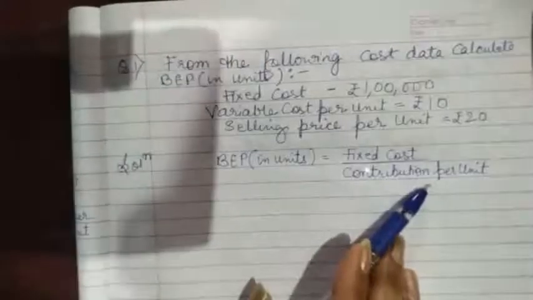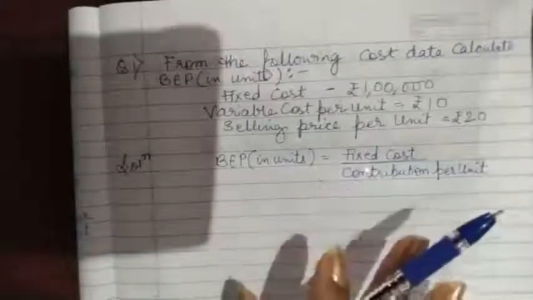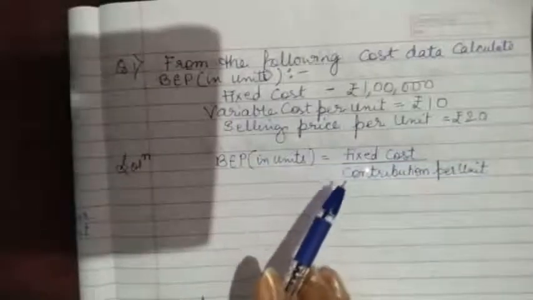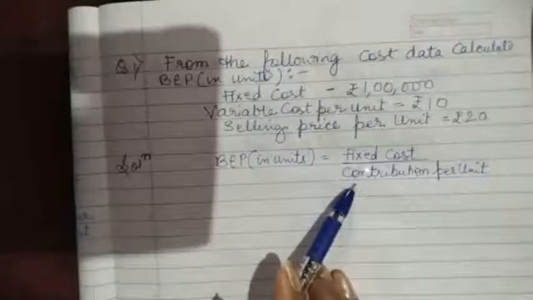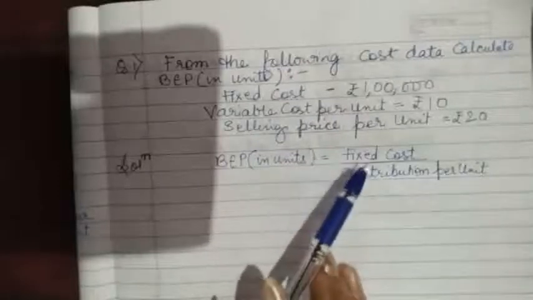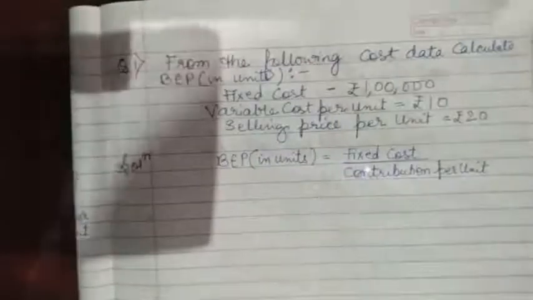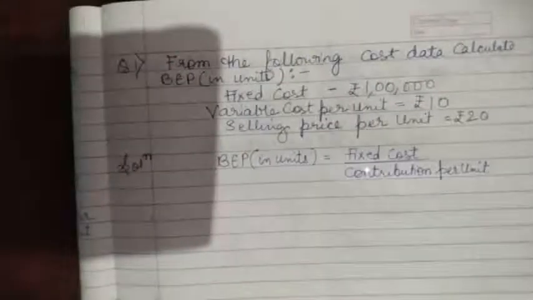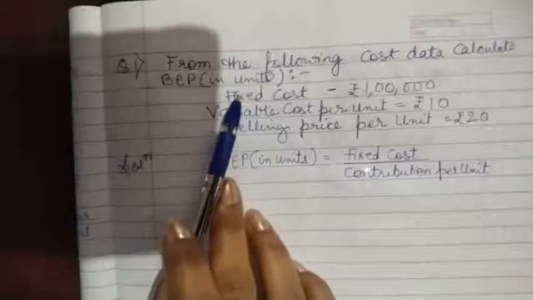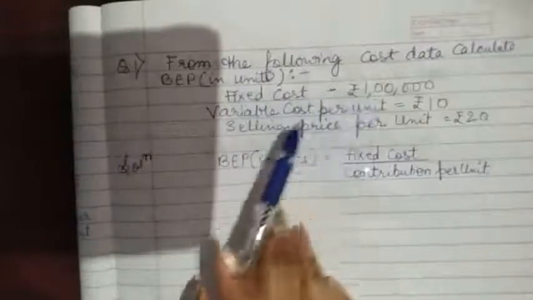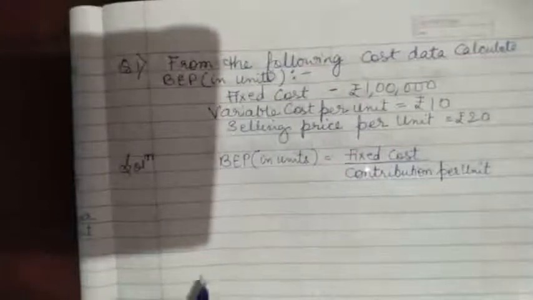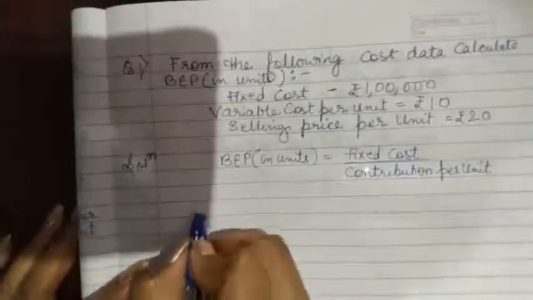This is the only formula to calculate break-even point in units. There is no other formula, so it's easy to remember. There is only one formula, that is fixed cost divided by contribution per unit. Now see what is given and what is not given according to the formula. In the question, fixed cost is given, contribution per unit is not given. So first of all, we will calculate contribution per unit.